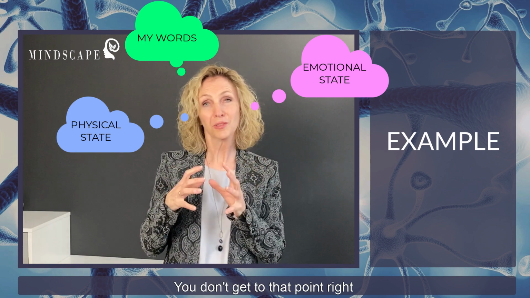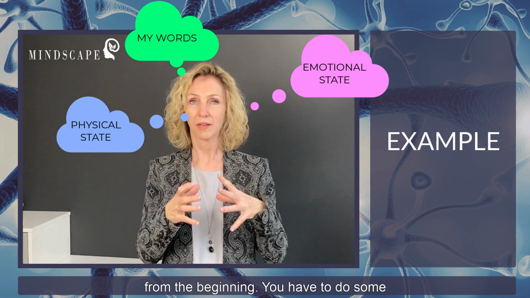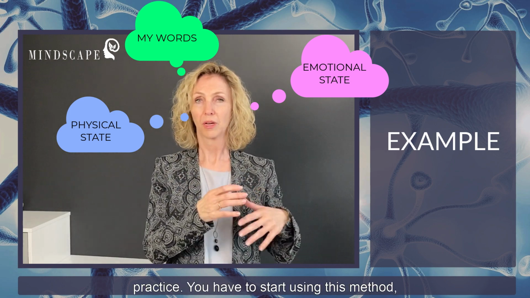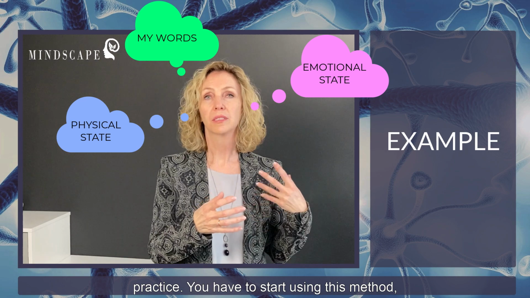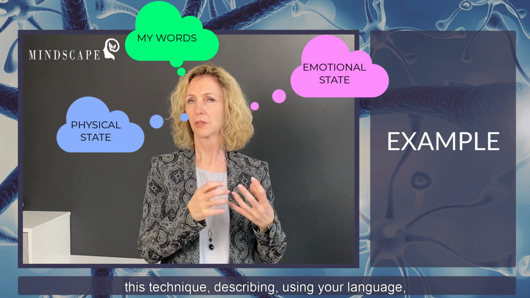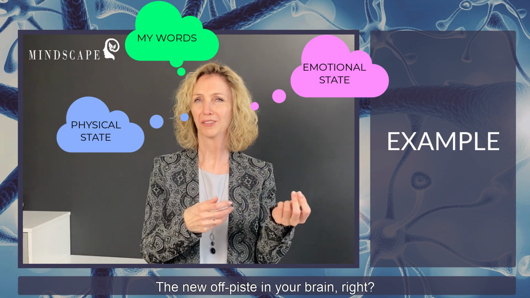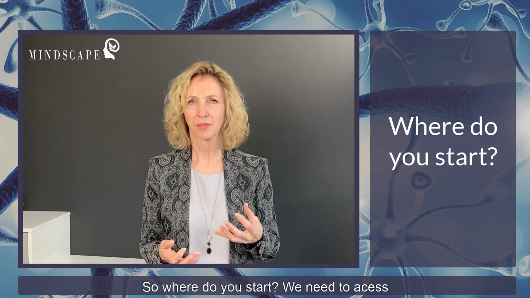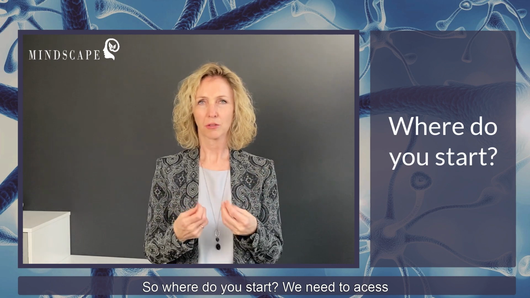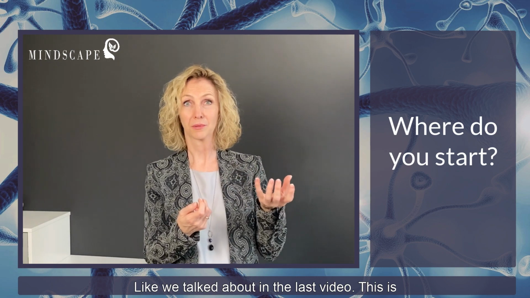But you don't get to that point right in the beginning. You have to do some practice. You have to start using this technique, describing, using your own language to establish the new path, the new off-piste in your brain, right? So where do you start? We need to access your subconscious, the placebo effect, like we talked about in the last video.